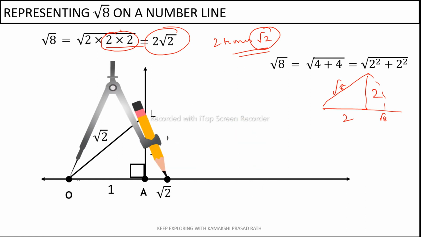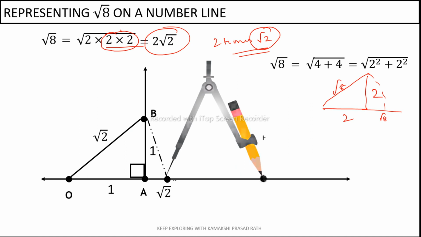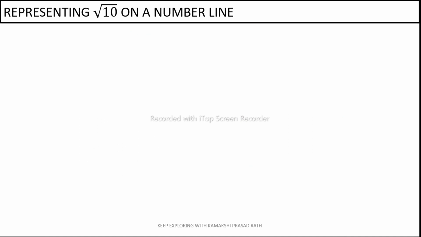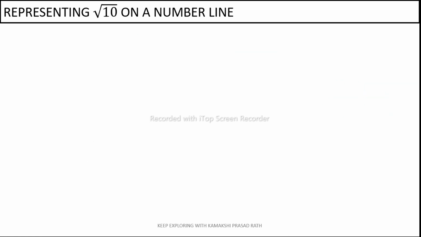Let's repeat this. Root 2, again root 2, so we get 2 root 2 and we see that 2 root 2 is nothing but root 8. That's the same thing. 2 root 2 is same as root 8. The last construction, root 10 on a number line.